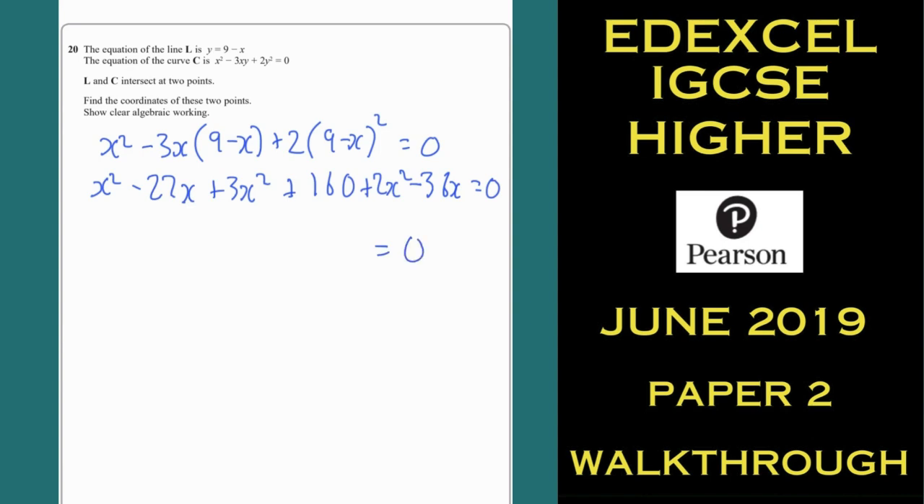So now, collect like terms. How many x squareds have we got? There are 6 of them. How many x's are there? Collect like terms. There's negative 63 of them. And numbers wise, oh, I said 162. I wrote 160 like a dafty. Apologies, it is a 162.